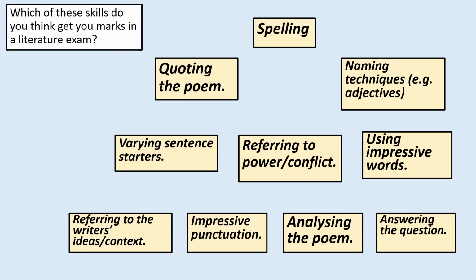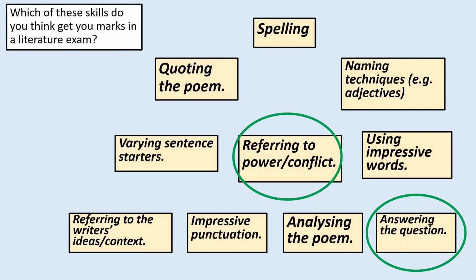So what you get marks for is obviously answering the question. It's one thing to write a lot about a poem, but you have to make sure what you're writing is relevant to the actual question they've asked you. You need to refer to power or conflict. You may not have got that initially, but remember the whole point of this poetry cluster is they're all about power and conflict. The question will always be about power and conflict, so actually the two of them are pretty similar. Refer to power and conflict in your answer.